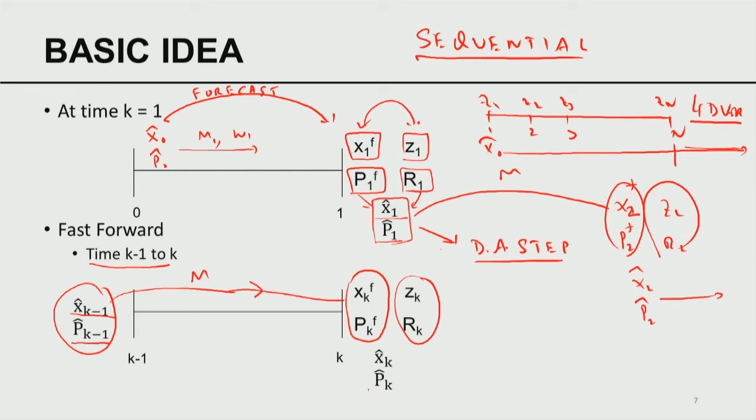Observations come, and I do the data assimilation part. It is here that the data assimilation is done. So forecast, prediction, data assimilation, filtering. Prediction and filtering are continued sequentially. This combination of prediction and filtering is called Kalman filtering.